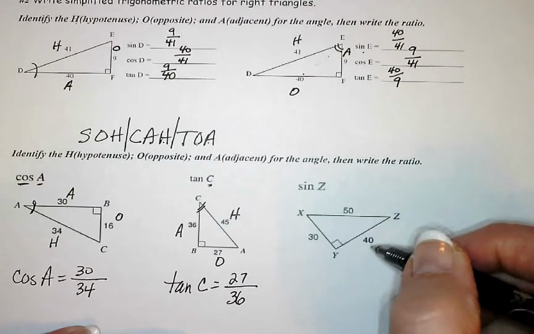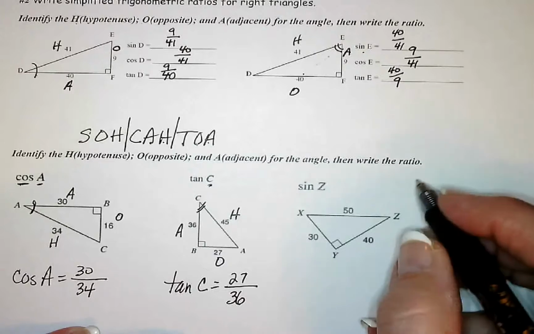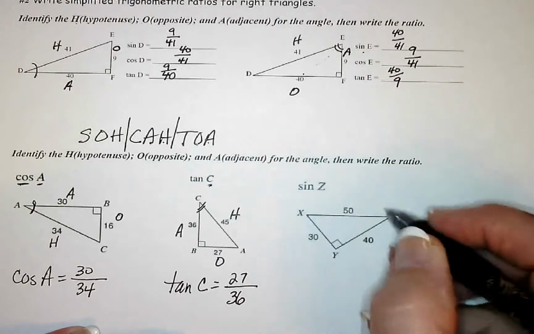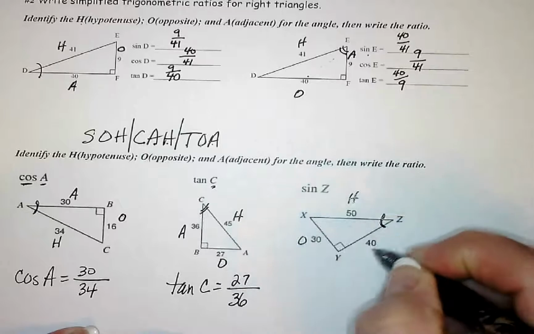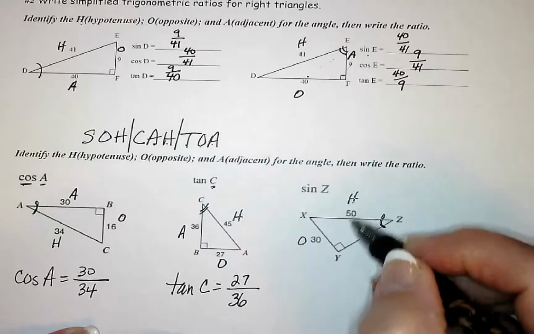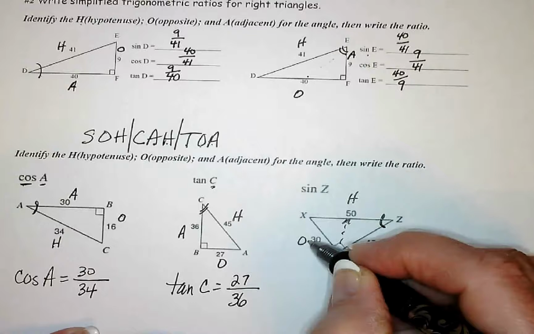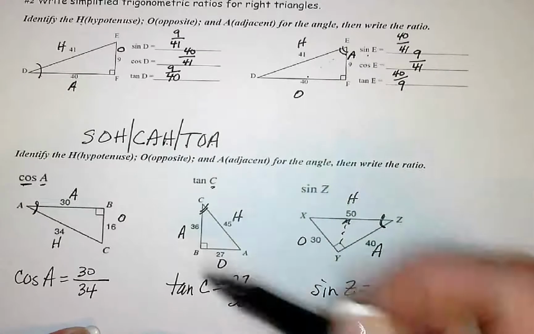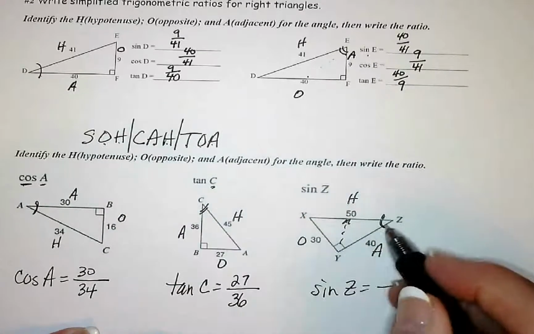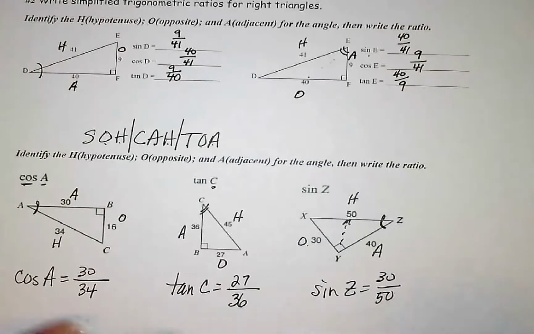Okay, stop the video and try this last one on this page by yourself. So we're going to go to sine of Z. For angle Z, I identify my H, O, and A. Again, H is easy, at least I think, across from the 90. Just keep going, the O, the opposite that angle, and then the adjacent. Sine of angle Z, sine is opposite over hypotenuse. Opposite is 30, hypotenuse is 50. I've written my equation. All right, that's it for part 2. Coming back for 3.